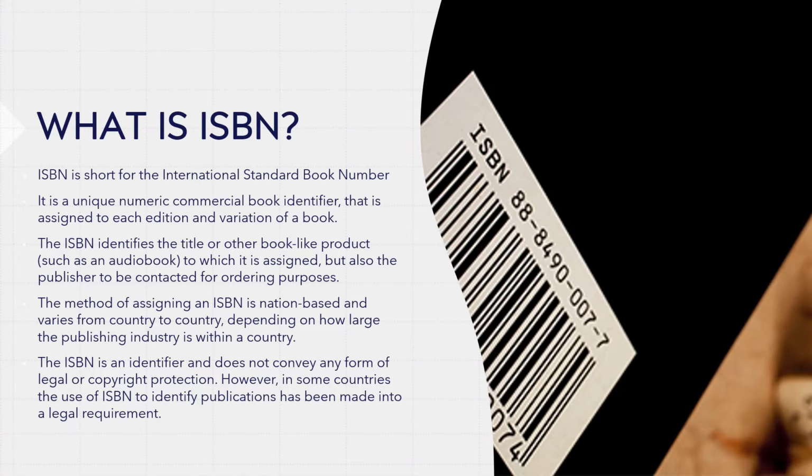The method of assigning an ISBN is nation-based and varies from country to country, depending on how large the publishing industry is within a country. The ISBN is an identifier and does not convey any form of legal or copyright protection. However, in some countries, the use of ISBN to identify publications has been made into a legal requirement.